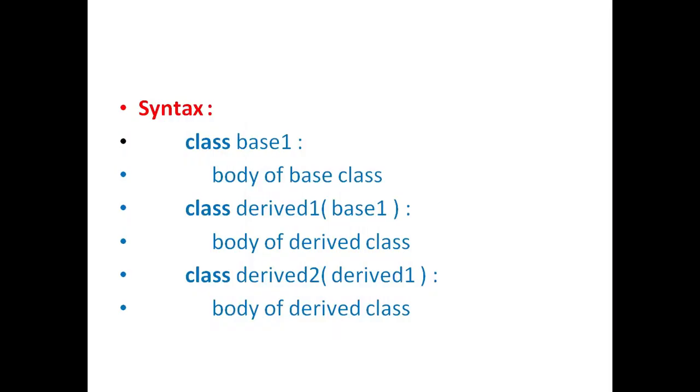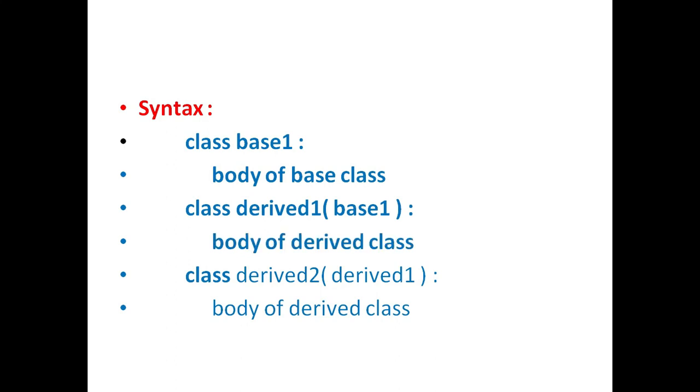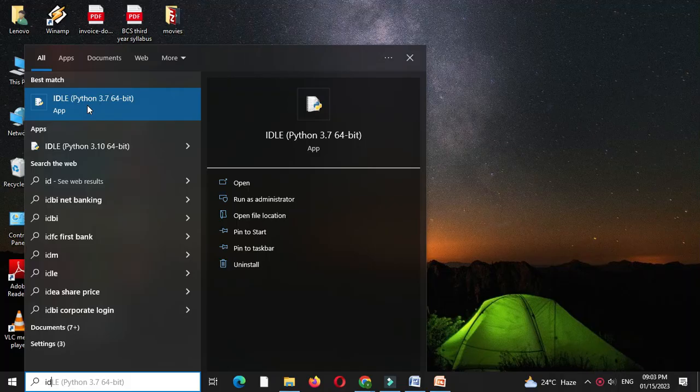General syntax is class Base1, then body of the base class, then class Derived1 which inherits Base1, then body of the derived class, and then class Derived2 which inherits Derived1, and then body of the derived class. Here we will write a Python program to explain multilevel inheritance in Python.